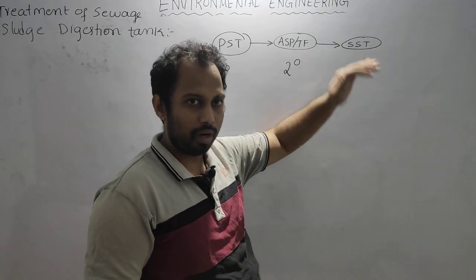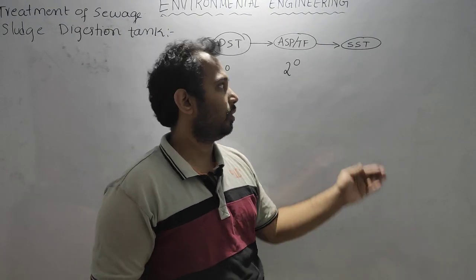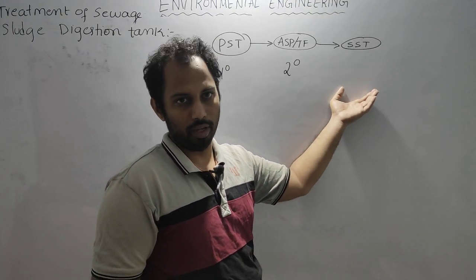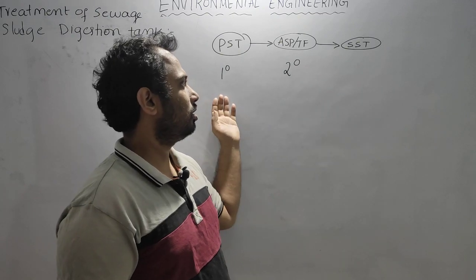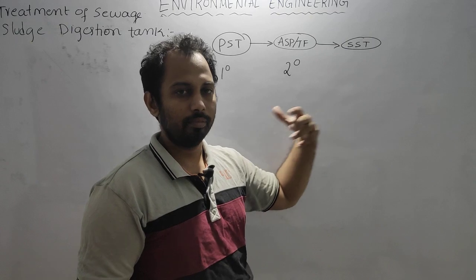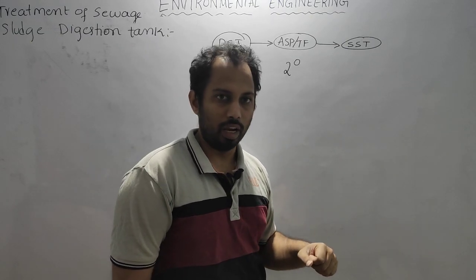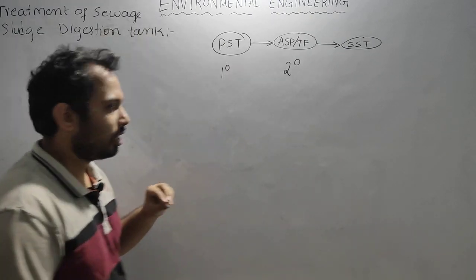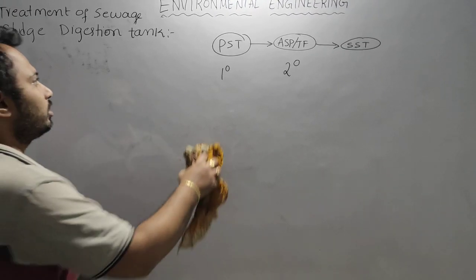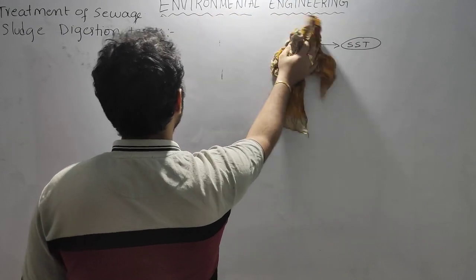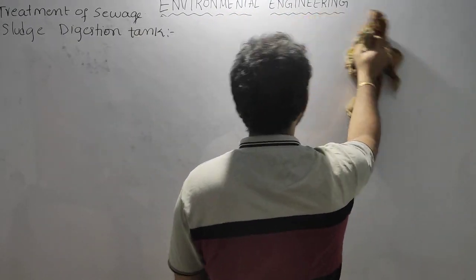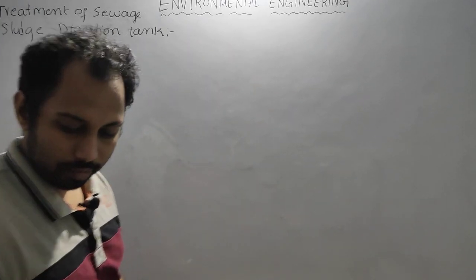After the treatment of the carbonaceous matter, whatever the nitrified matter is present, sludge will be formed here. So this sludge and this sludge, which is coming out of these two, will be taken into the sludge digestion tank. Okay, whatever the sludge that is being developed out of the system, that sludge will be treated. Wherever it forms, that sludge will be treated in the sludge digestion tank.